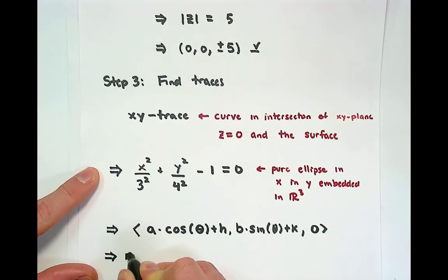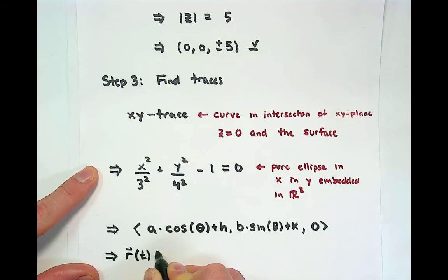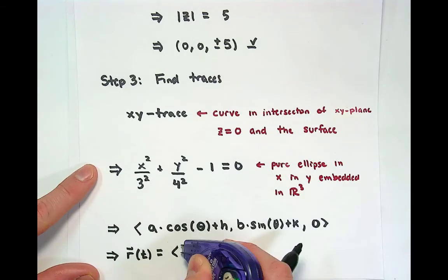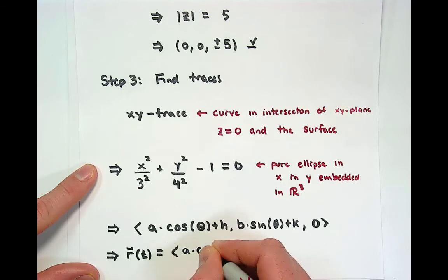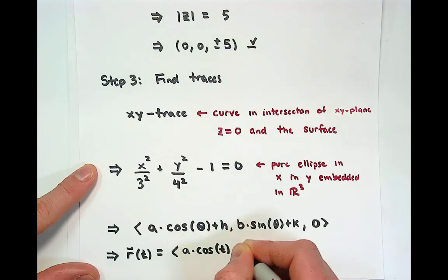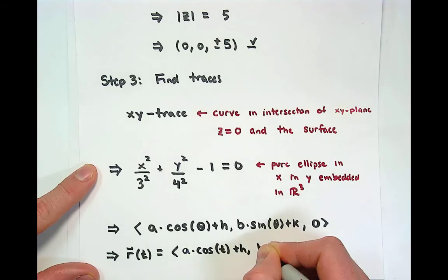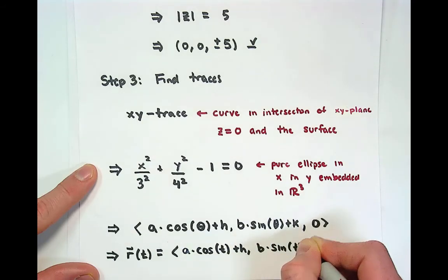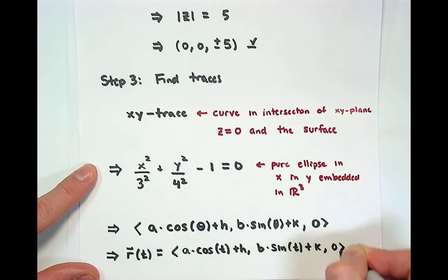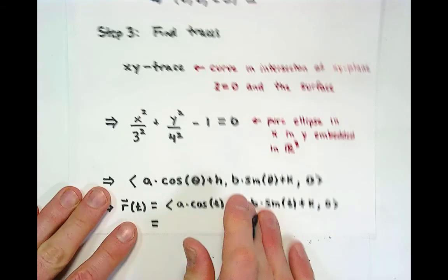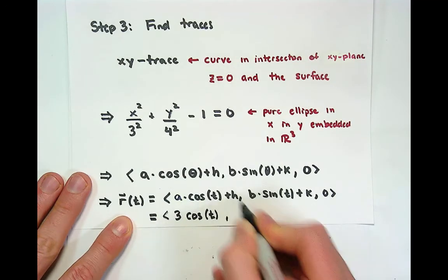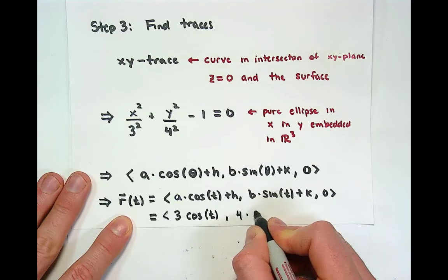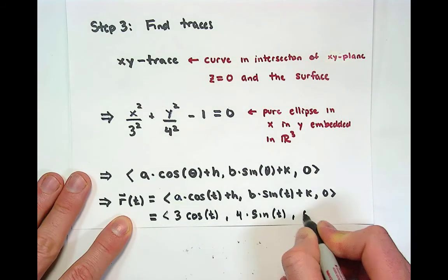We can now graph this trace. Perhaps we use the parameter t. I don't even want to use 3 for now. All I want to do is the general version, and you'll see why I do this in the code in Mathematica. So this would be a cosine of t plus h. This would be b times the sine of t plus k, and this would be 0. And then for you viewers at home that want to see this written out, of course this would be 3 cosine of t. H is 0, so that's not an issue. This is 4 times the sine of t, and this would be 0.